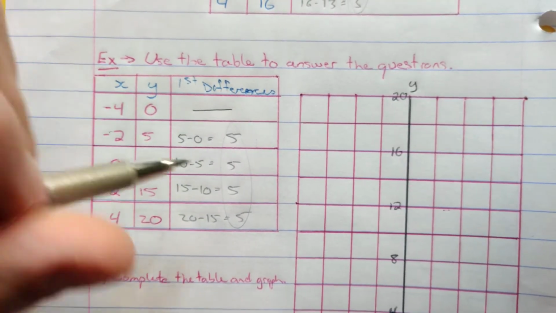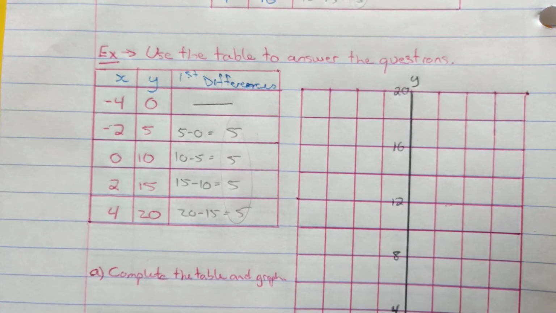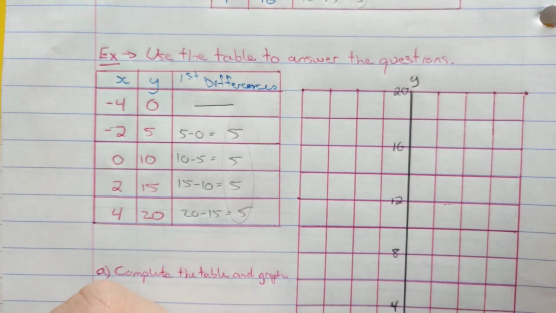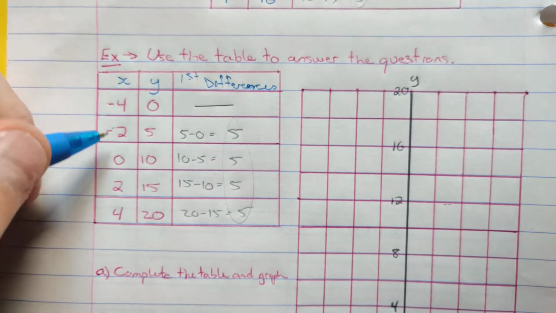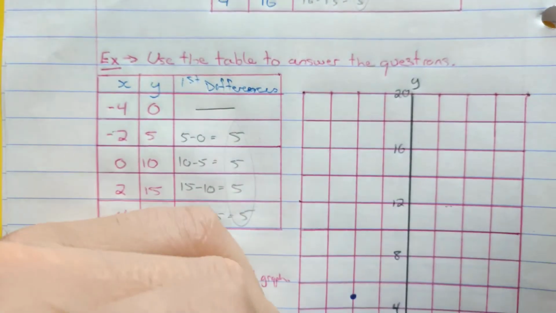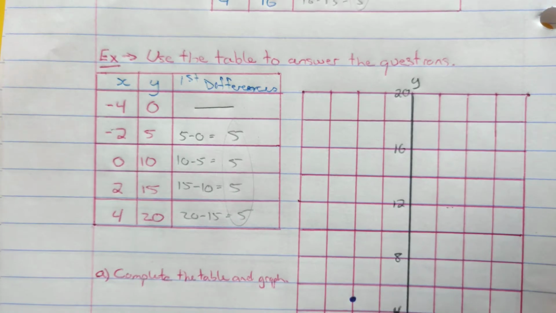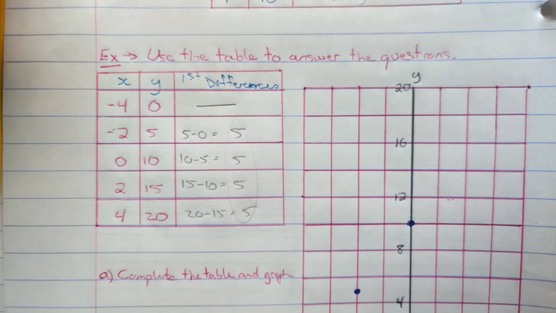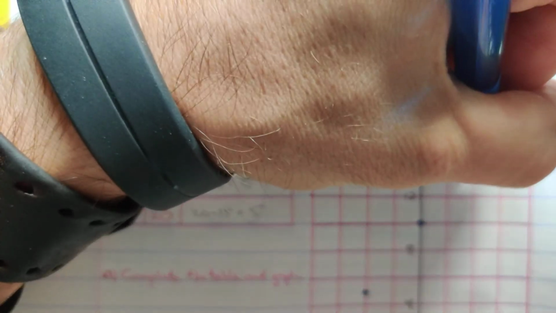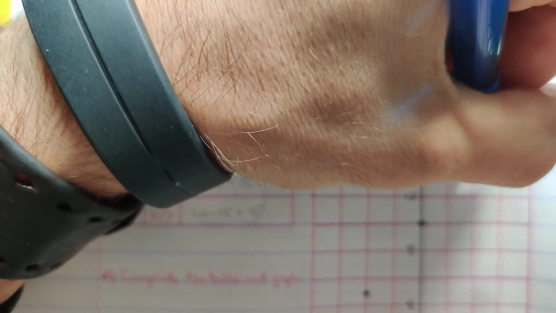Now notice here we're working with negative x's, so we're going to have some points on the negative side of the graph. We got negative 4 and 0 as our y value. So a point here. Negative 2 and 5. We're going up by 2, so halfway in between here. So we are going up 2, 4, 6, 8. So do be careful counting on your graph there. 0 and 10. 2 and 15. And 4 and 20.